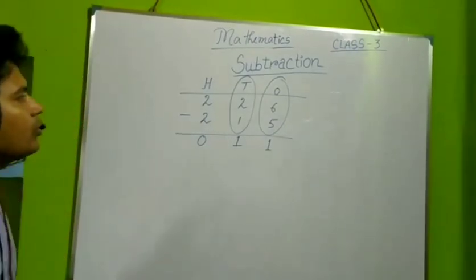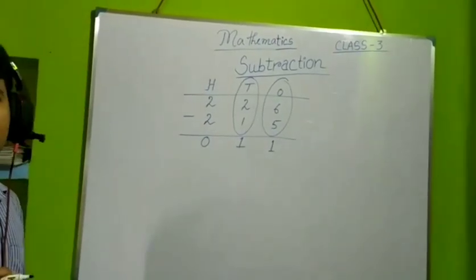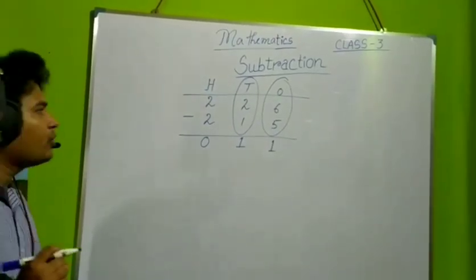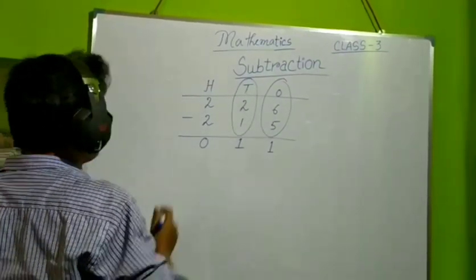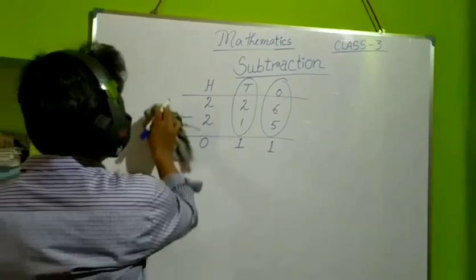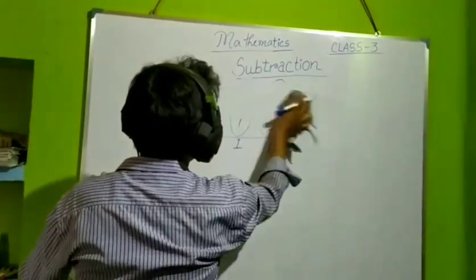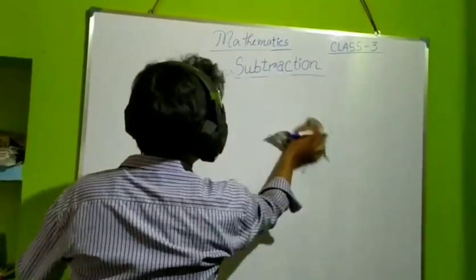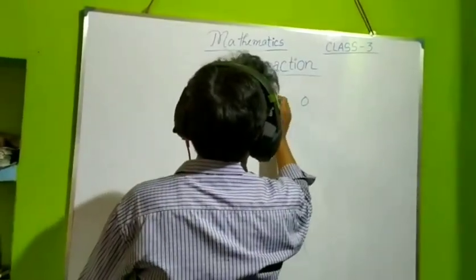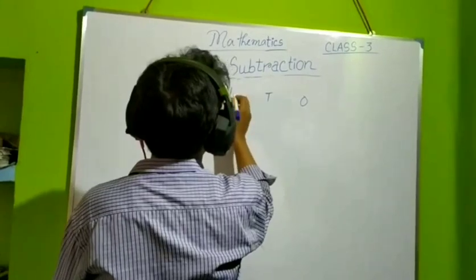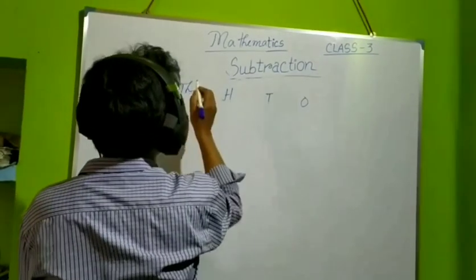Okay. Now we should take a 4-digit number. In this 4-digit number, you know that here also ones place comes, and then there is the thousand place. Just look like this: ones, tens, hundred, then thousand.